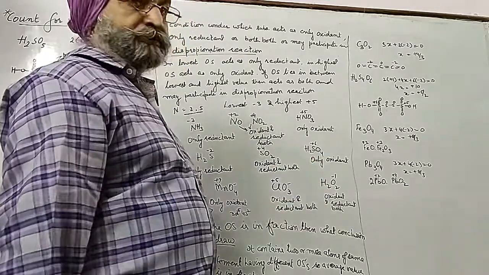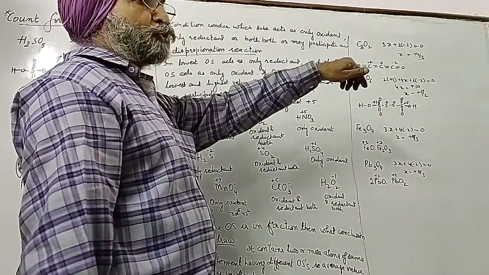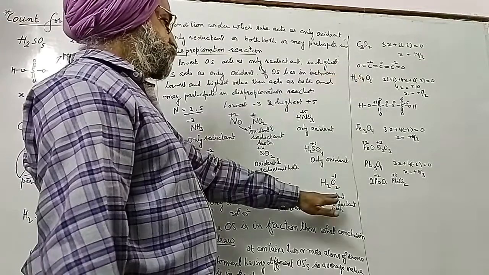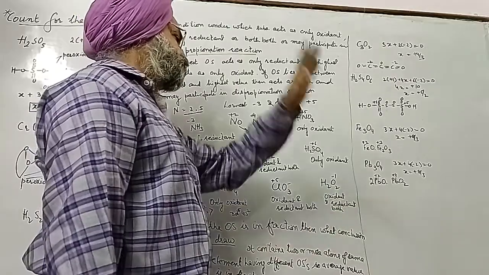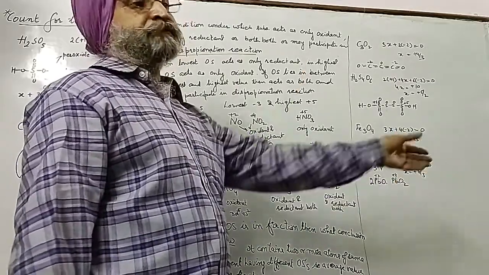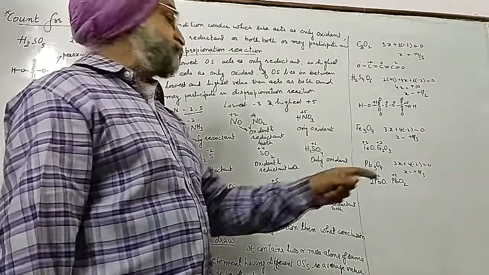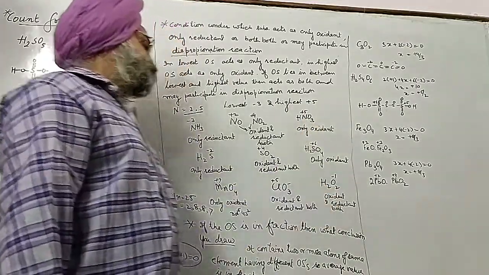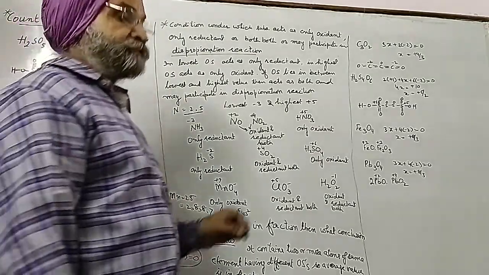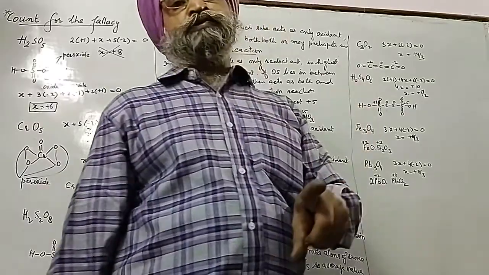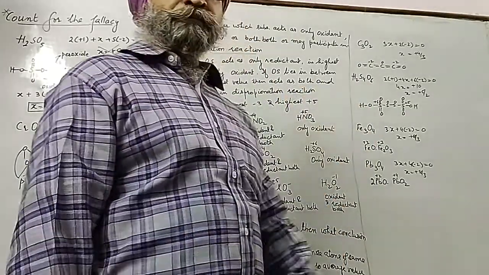Hydrogen peroxide, -2 to +2, so the oxidation state is in between them, hence it acts as both oxidant and reductant, which we discussed in the chapter on hydrogen. In the properties of hydrogen peroxide, it is both an oxidant and a reductant. In this way, we can decide which will act as an oxidant, which one acts as a reductant, which one acts as both oxidant and reductant.